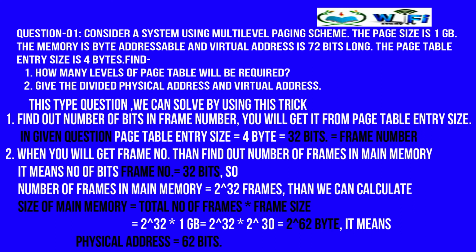Then we can calculate the size of main memory, which equals total number of frames into frame size. Total number of frames is 2 to the power 32, and frame size is already given as 1 GB, which equals 2 to the power 30. So 2 to the power 32 into 2 to the power 30 equals 2 to the power 62 bytes. It means physical address equals 62 bits.